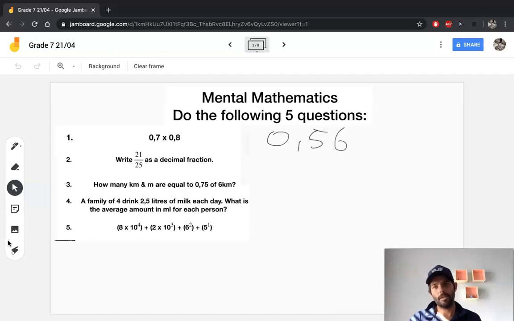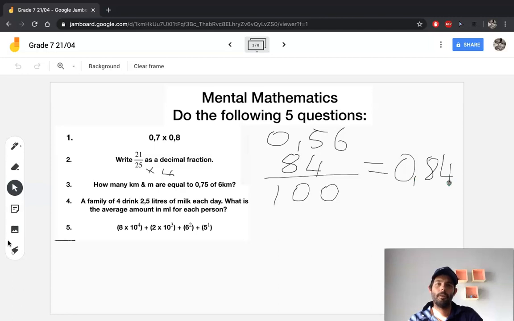21 over 25 is a decimal fraction. So to change a fraction into a decimal, to make it easier, we need to convert the denominator to 100, or 10, 100, or 1,000. So in this case, we'll convert it to 100. And we do that by multiplying by 4. So I must do the same to the numerator. 21 multiplied by 4 is 84. So that gives you 0,84. Okay.